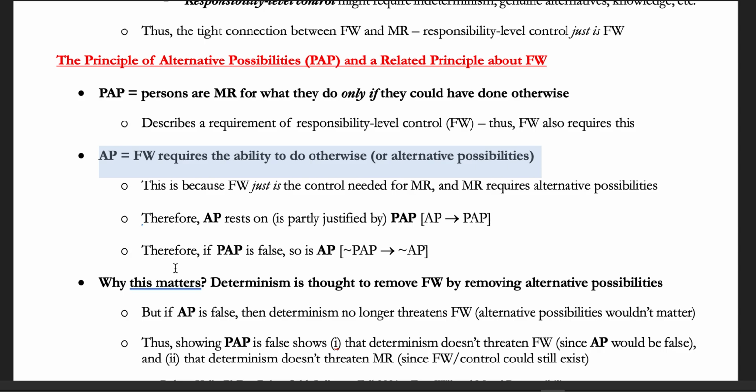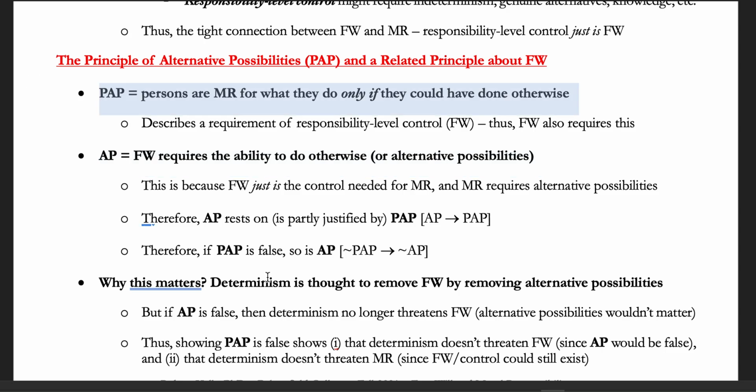Why would they want to attack that? Because they want to stop worrying about determinism. Well, they're not really worried about it. They want other people to stop worrying about it. The determinism debate, the compatibilism debate, it's like, hey, determinism seems really bad. Why? Well, because it takes away alternative possibilities. Well, why does that matter? Because free will requires alternative possibilities. Well, why does that matter? Because free will is just the control you need for responsibility. And responsibility requires alternative possibilities.